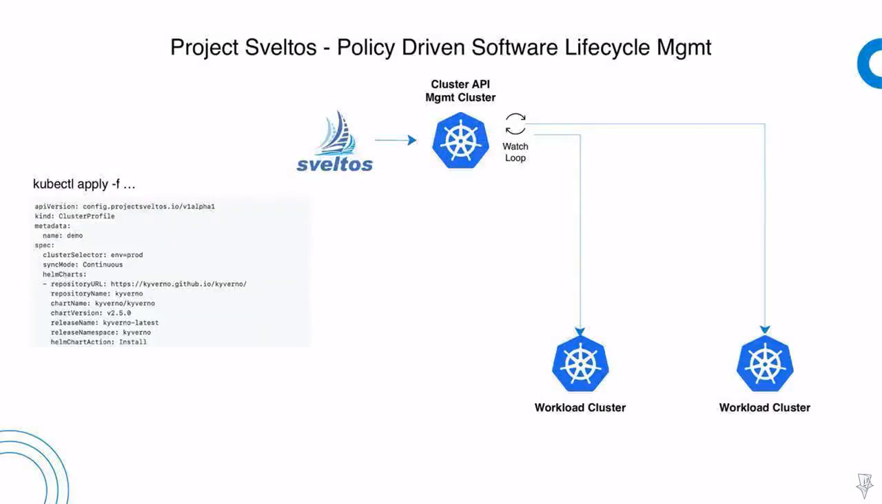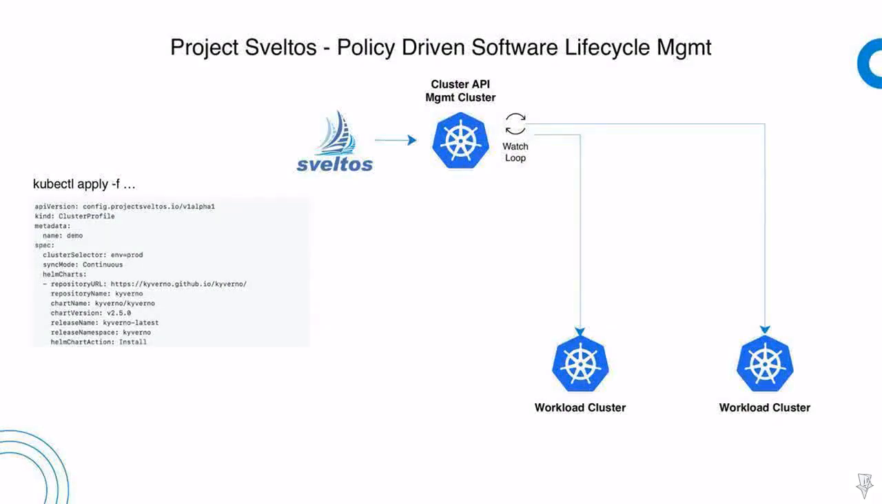Cluster Profile is the CRD introduced by Sveltos to allow admin to express its intent. Cluster Selector field is a Kubernetes label selector. It selects a set of clusters where add-ons need to be deployed. Helm Charts field contains a set of Helm charts that will be deployed on all clusters matching the cluster selector.